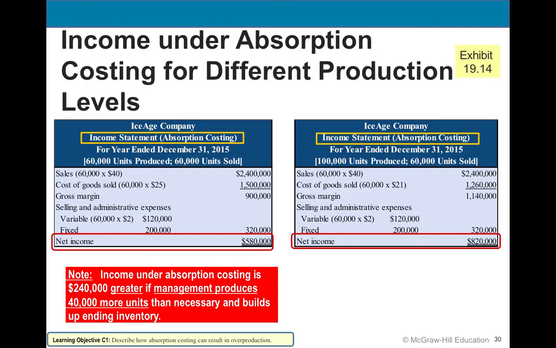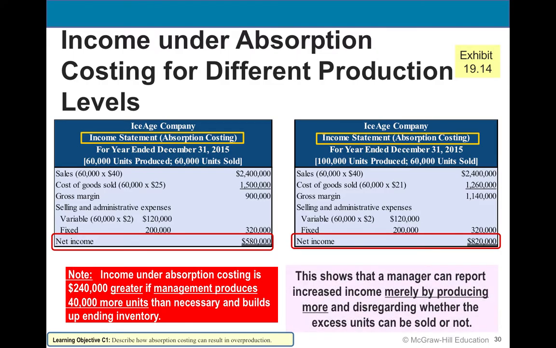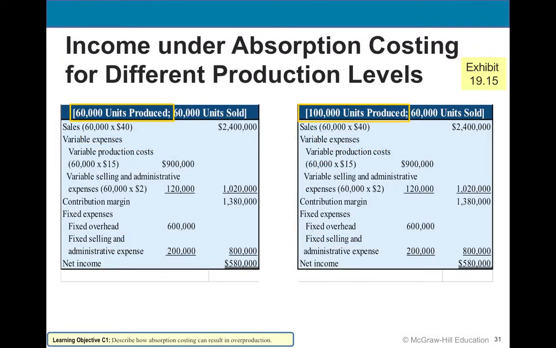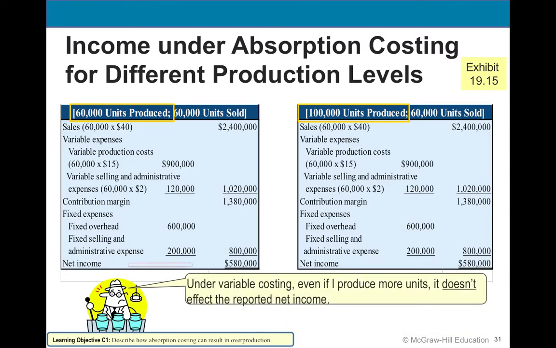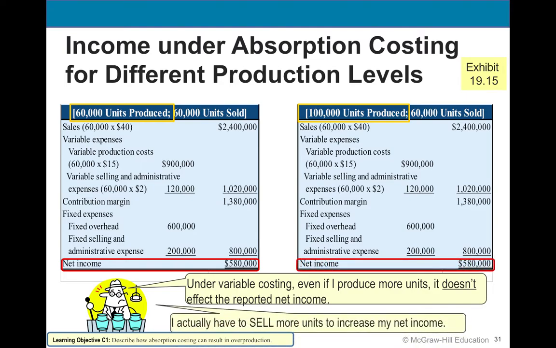Again, if the manager produces 40,000 units and builds up inventory, it shows here the manager can report increased income by just producing more. Even if you don't sell them, they say, well, it doesn't matter if we sold them or not, we still got more income. Again, different units here, if we write it out. Under variable costs, even if we produce more units, it doesn't affect it. So here variable cost says, no, even if we produce 1 million units, it doesn't affect it. You actually have to sell the units to increase your net income. You can't manipulate the statements here.